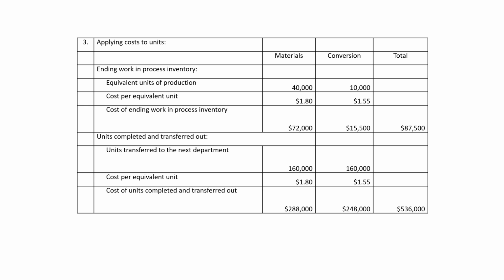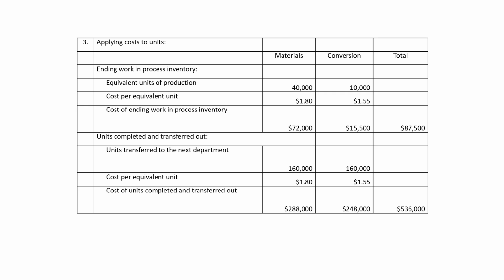For purposes of determining how much we debit the bottling work in process and credit the blending work in process inventory accounts, we'll take the actual units transferred out, 160,000 times the cost per equivalent unit of materials, $1.80. So the total costs associated with the materials of the items that were transferred out from this department into the next department, 288,000. With regards to conversion costs, the equivalent units transferred out were also 160,000 times the cost per equivalent unit of $1.55.